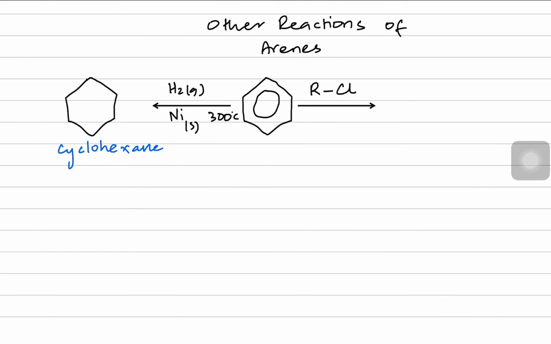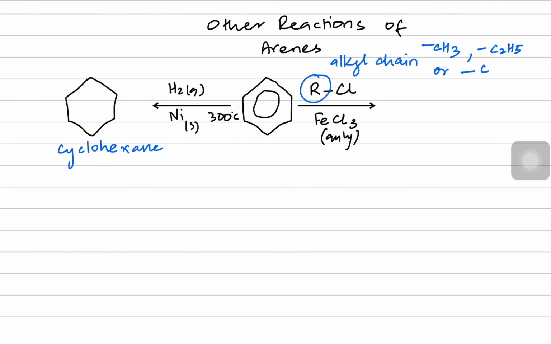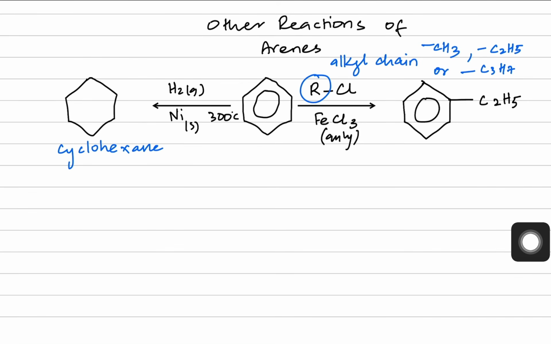The other common reaction happens when an alkyl chloride does alkylation, that we already know. With anhydrous FeCl3, you add the alkyl chain through an electrophilic substitution reaction, for example a methyl chain or ethyl chain, etc. This way you successfully produce methyl benzene or ethyl benzene or perhaps propyl benzene. Now we already know this, why are we talking about this again? Let's suppose you made ethyl benzene.